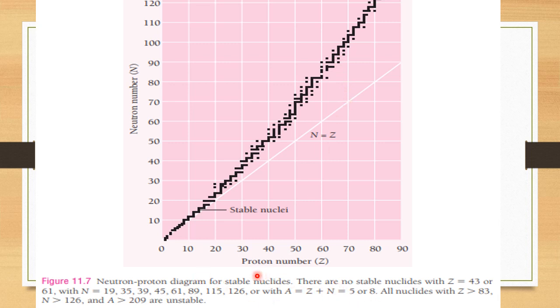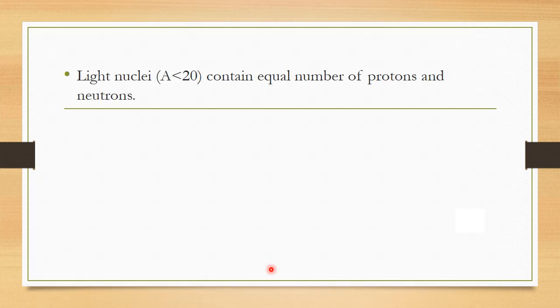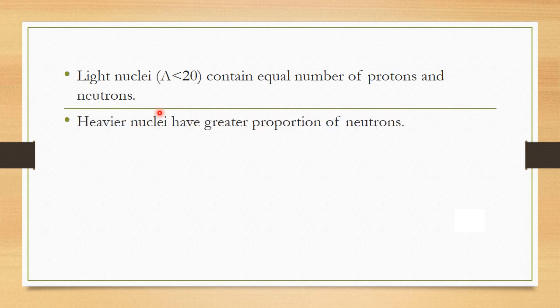So the important conclusions from this graph are: light nuclei with A less than 20 contain equal numbers of protons and neutrons, and heavier nuclei have a greater proportion of neutrons.